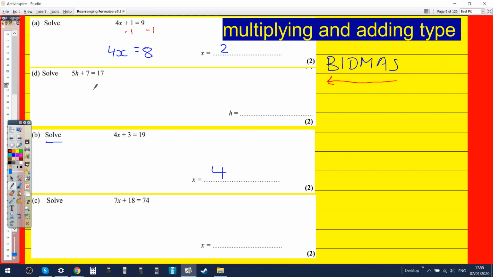And how about the second one here? So you have to take away the 7 from both sides. So then because it cancels out, it will just be 5h. And 17 minus 7 is 10. So 5h is 10. We want 1h. It will be 2. Yes, well done.